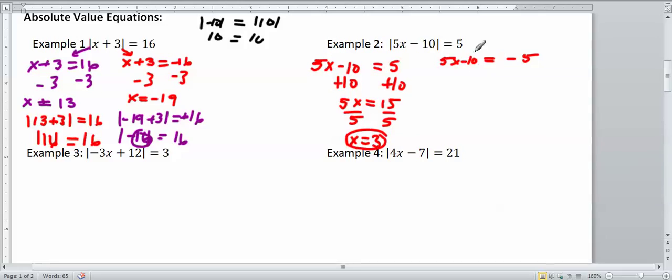Okay. For this one, I'm going to add 10 to both sides. Get 5x is equal to positive 5, because negative 5 plus 10 is positive 5. Divide by 5, divide by 5. You should have gotten x is equal to 1. All right, so let me show you, explain through one more example.